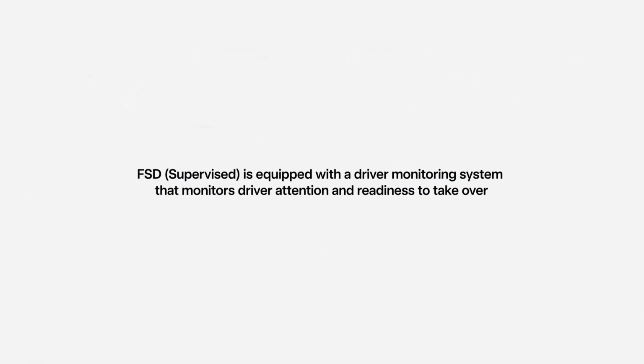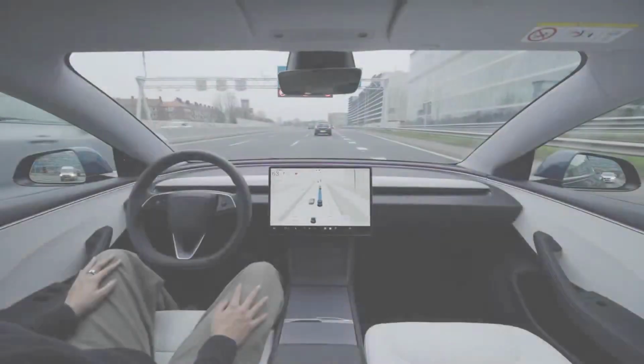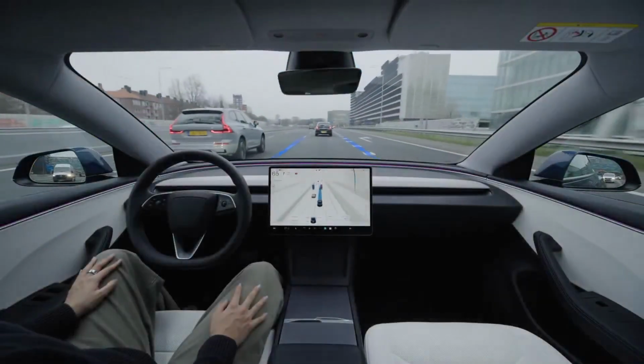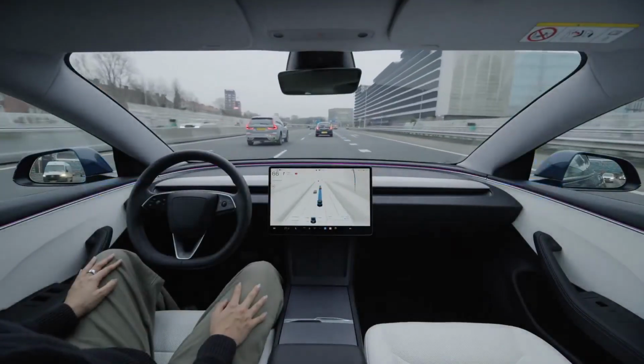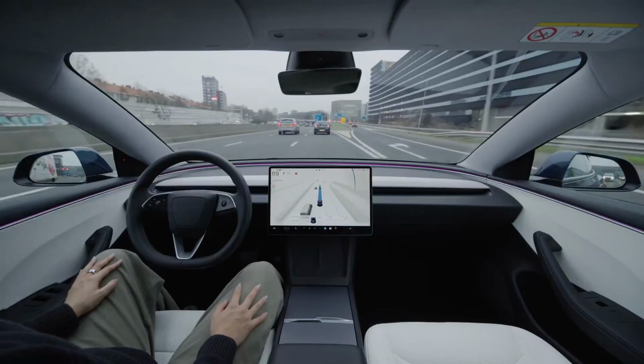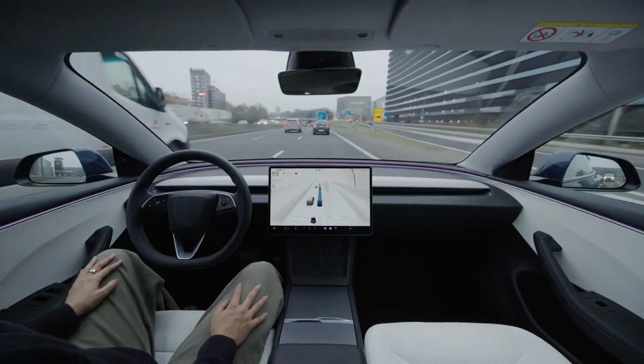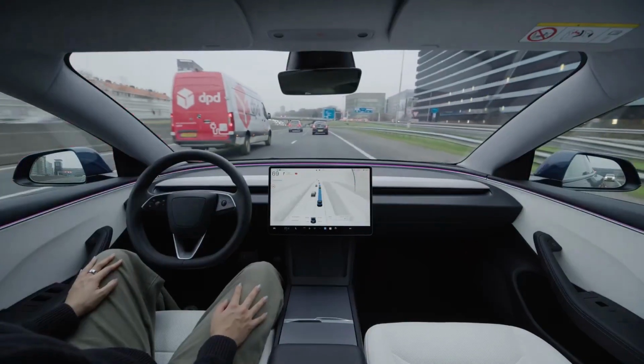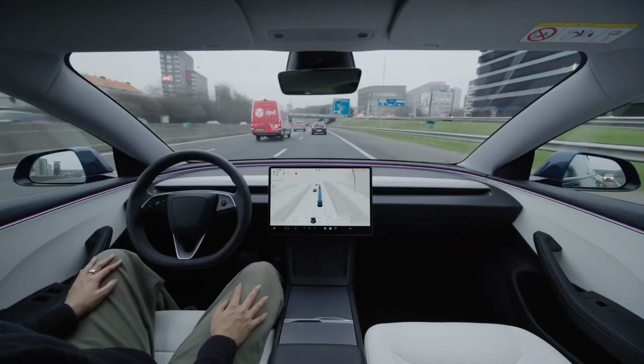FSD Supervised is equipped with a driver monitoring system that monitors driver attention and readiness to take over. Keep your eyes on the road ahead, to the left or right, to the mirrors, or briefly at the display as applicable. Keep your hands in a position near or on the steering wheel such that they are ready to take over at any time.